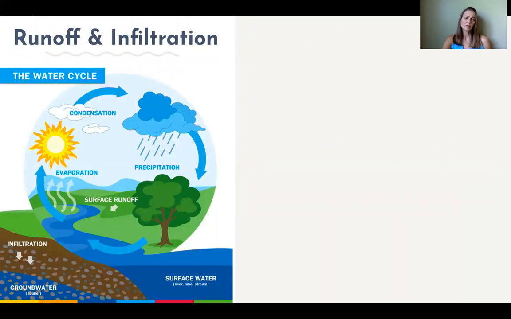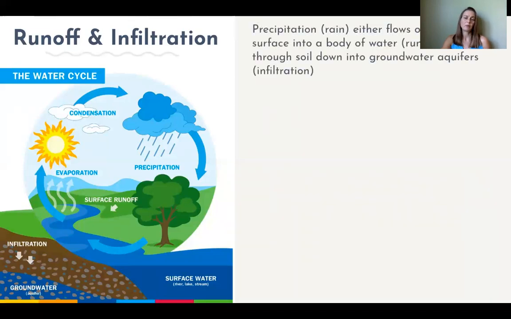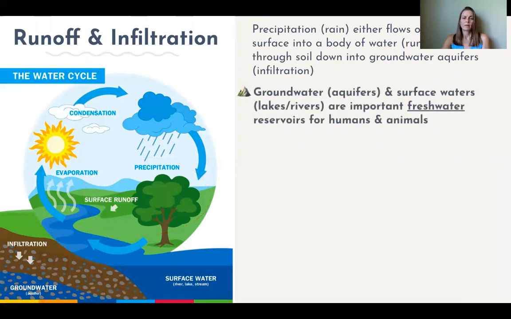Now we're going to talk about the other side, where water is precipitating from the atmosphere, and it is either running off the Earth's surface into a body of water, or trickling down through the soil into groundwater aquifers. We call that process infiltration. So we have precipitation, which leads to either runoff or infiltration. Groundwater and surface waters are both important freshwater reservoirs for humans and for animals.